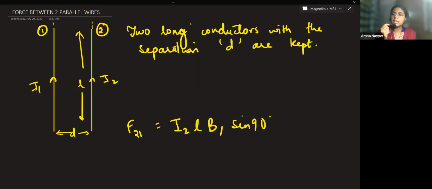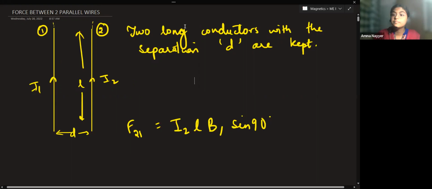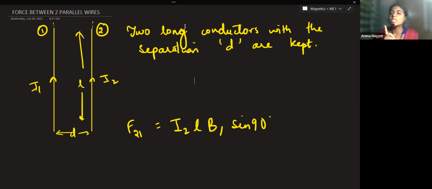So for a single conductor, it was just BIL. Now, if 2 parallel conductors are there, it will be something else that we'll calculate. It will not be BIL, just BIL will not work over here.